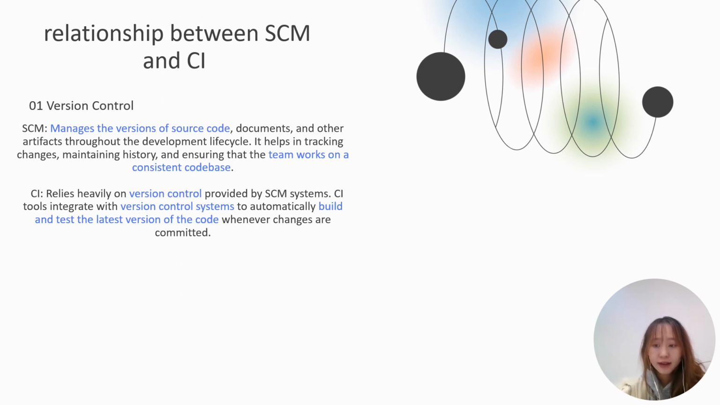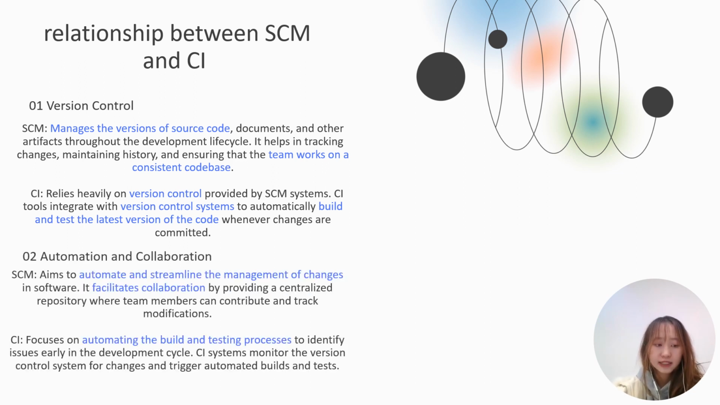And CI relies heavily on version control provided by SCM systems. Its tools integrate with a version control system to automatically build and test the latest version of the code whenever changes are committed.